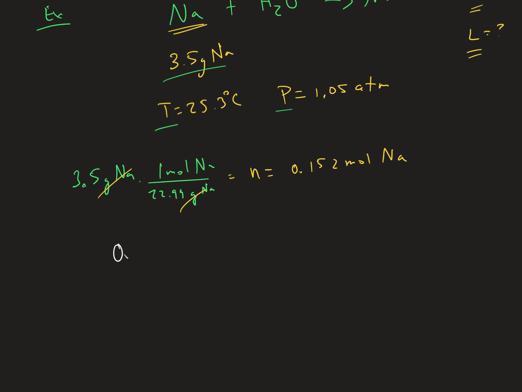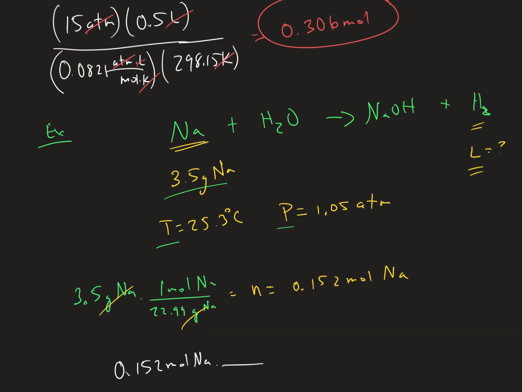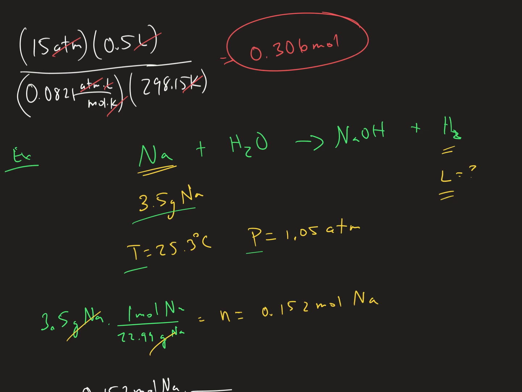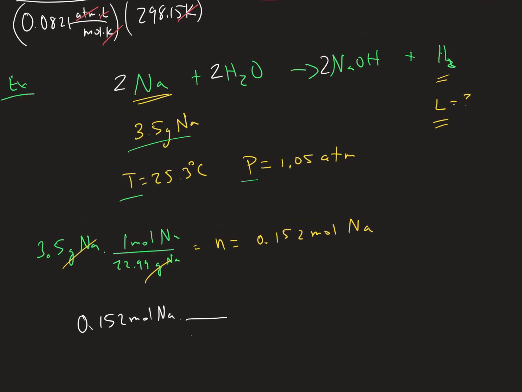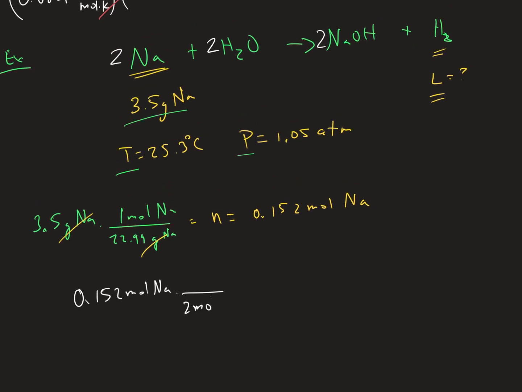So we have 0.152 moles of sodium, and we're going to convert moles of sodium into moles of hydrogen. What's the ratio? Is it 1 to 1? It's not balanced. Oh yeah, we must have a balanced equation, right? So there's going to be a 2 right there, a 2 right there, and a 2 right there. So now the ratio is 2 to 1. 2 goes where? On top or bottom? On the bottom. Y'all following me?